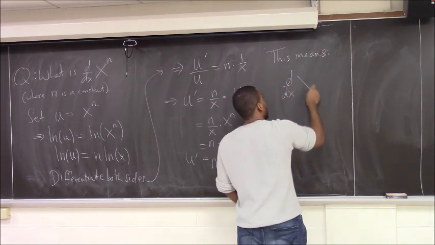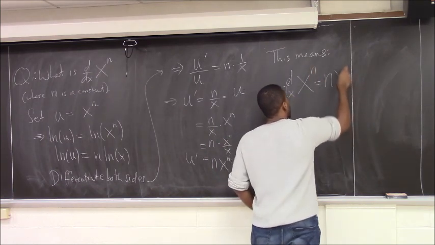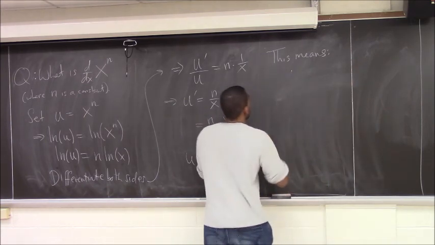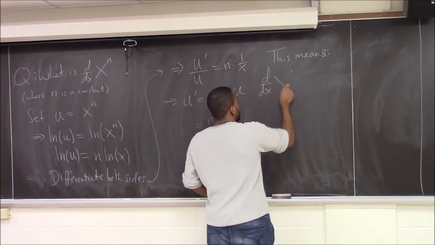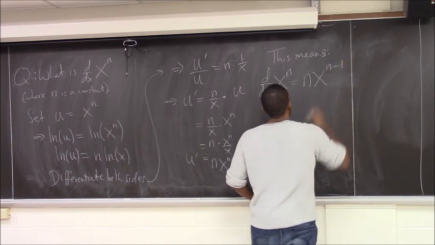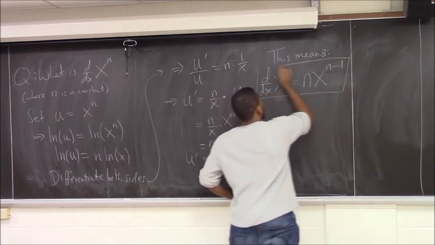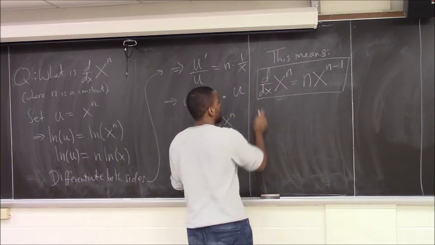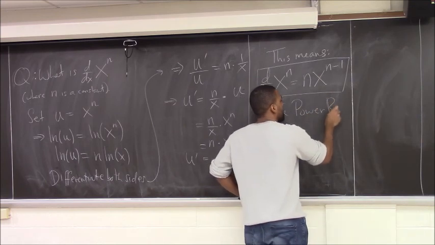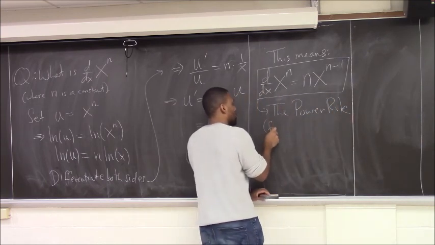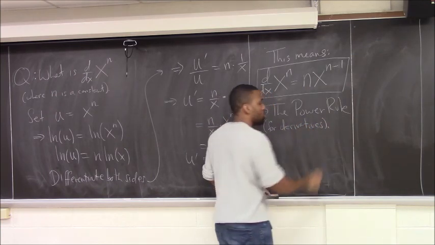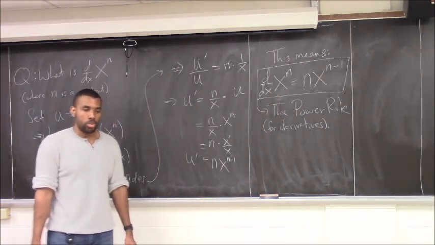The derivative of x to the n is equal to n x to the n minus 1. This guy is very important. We even give it a name. It's called the power rule. Called the power rule for derivatives, because integrals have their own power rules, so you can emphasize.